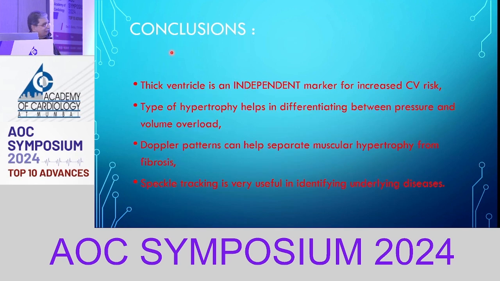So in conclusion, a thick ventricle is an independent marker of increased CV risk. The type of hypertrophy helps us in differentiating between pressure and volume overloads. Speckle tracking is a very useful method in identifying the underlying disease.